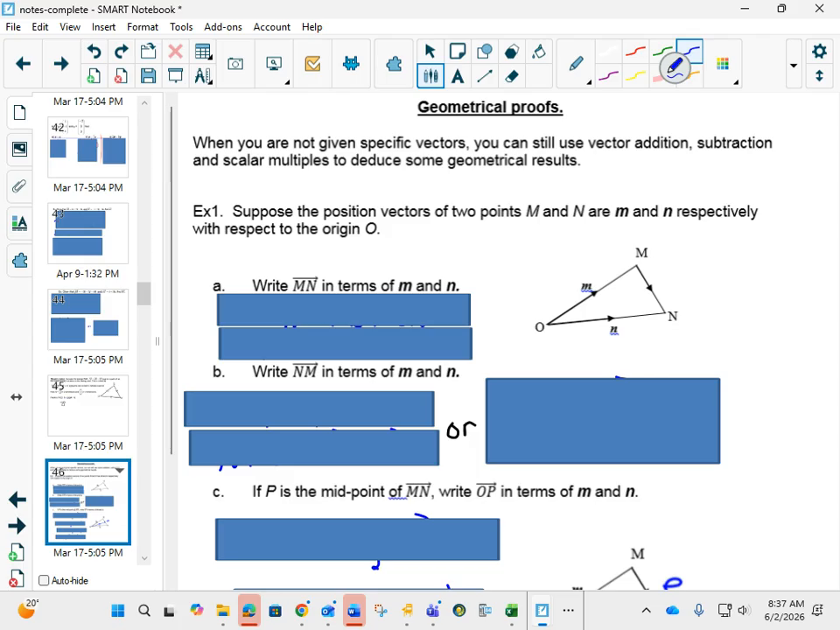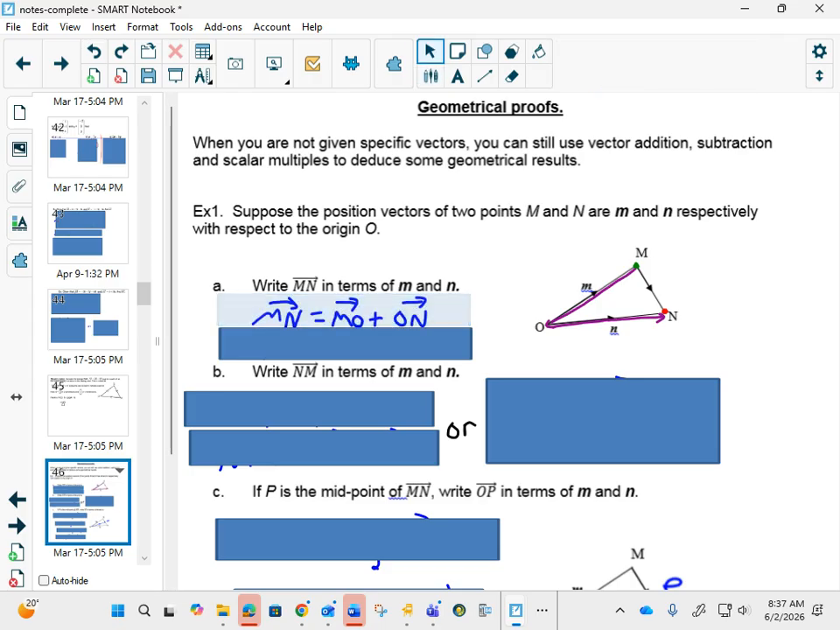So for example, if you wanted to go from M to N, so this green place is your starting point, this red point is your ending point, but you're only allowed to travel in the directions of M and N, you could get there by first going backwards to O and then going forwards to N. So we could write that. M to O, O to N, M to N is negative M plus N.